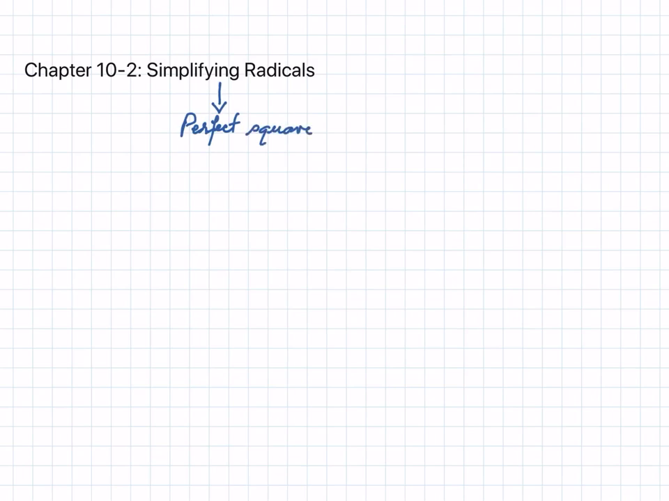A perfect square is a number multiplied by itself, like 4 squared, 3 squared, and so on. That's our whole goal, to find a perfect square. If you're given a number that does not have a perfect square, but within that number there should be a little bit of perfect square. If you cannot find any perfect square, then the radical is actually simplified enough.